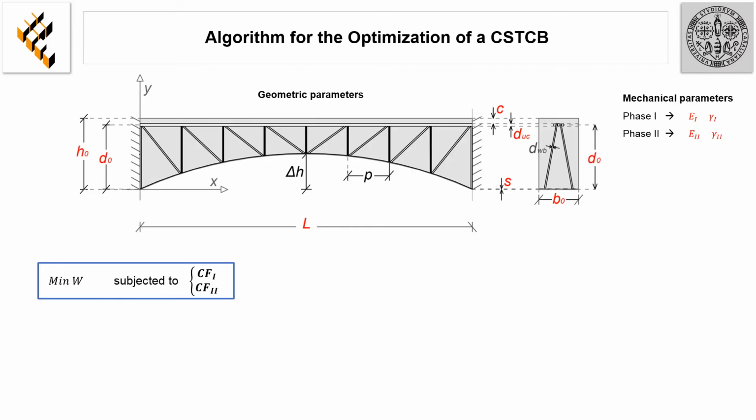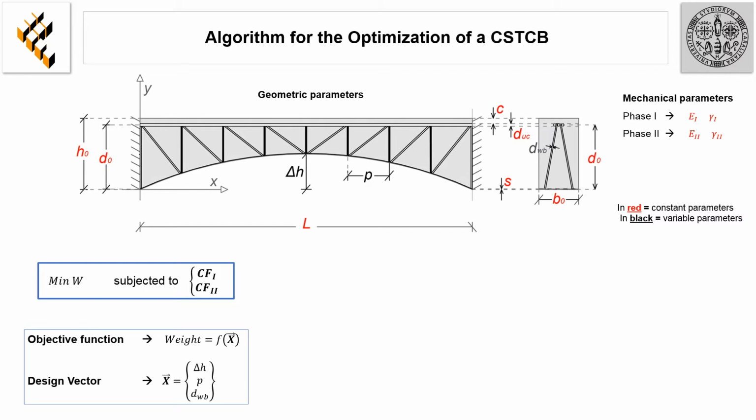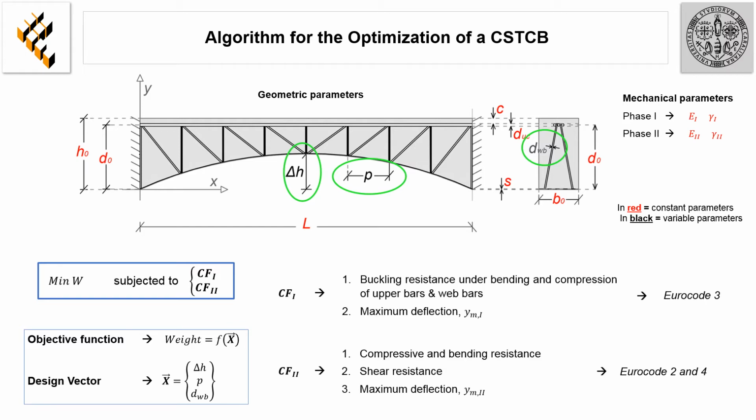The proposed method minimizes the weight of the beam illustrated in the picture. For this purpose, the geometric and the mechanical properties need to be defined. In red, we can see the input parameters, which are constant during the optimization process. The objective function is the total weight, which is the weight of the steel truss plus the weight of the concrete, and the design vector is composed of three design variables indicated in black in the picture. In particular, the variables are the height reduction at the midspan, the distance between the web bars, and the web bars diameters. Since the problem is a constrained optimization problem, the constraint functions have to be defined.